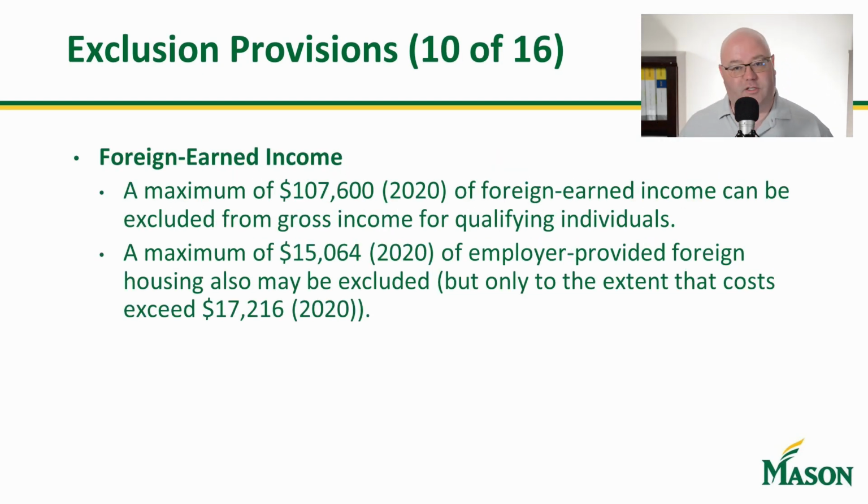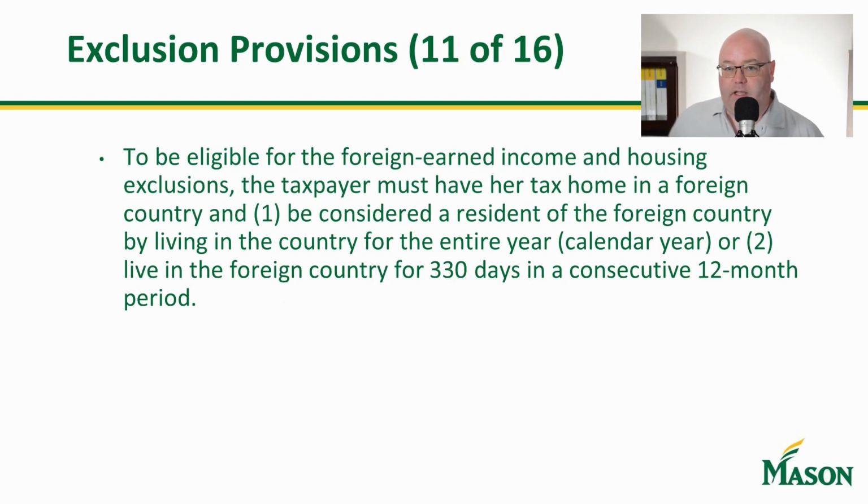Foreign earned income, this is my subject. Okay, so for 2020, a maximum amount of $107,600 can be excluded. Okay, a maximum of $15,064 can be excluded for foreign housing. That's actually not 100% accurate. If you live in a high-cost area like Hong Kong, London, or Paris, you may have a higher number that you can actually qualify for. It's a very rare circumstance. You got to know what you're doing. And if you don't, make sure that you involve somebody who does in order to get that.